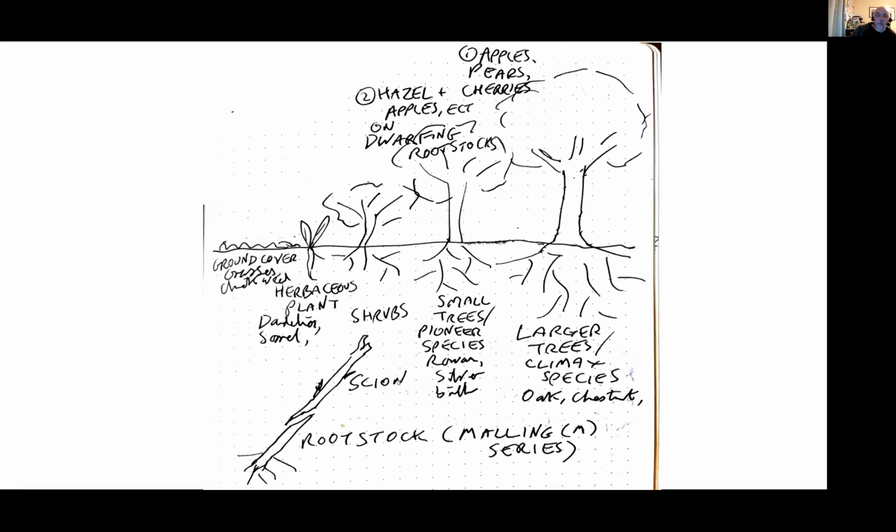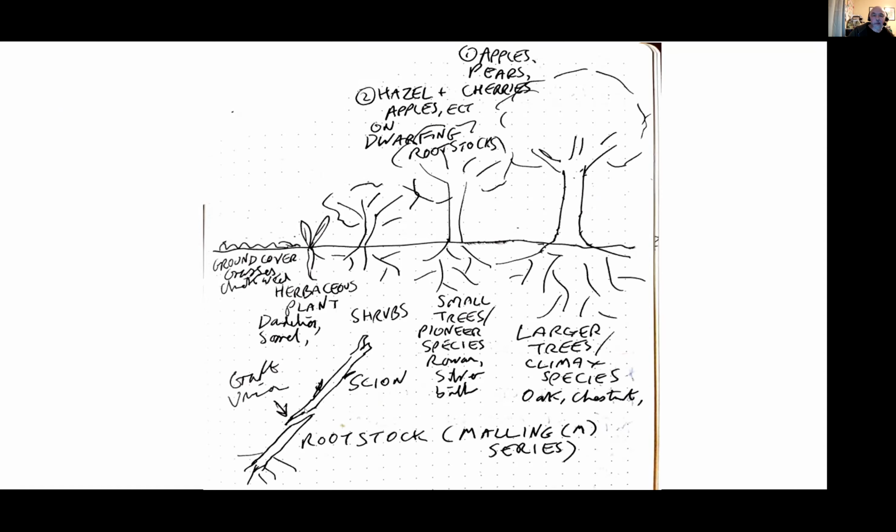Very briefly, if you're on an M25 rootstock, you're going to get a full-size tree. M106 is a kind of small tree or orchard size, standard size for an orchard. M9 would be dwarfing, and M27 would be very dwarfing, so might be suitable for a very small garden, that kind of thing. So you've got your scion, you've got your rootstock, and you're basically grafting them together.